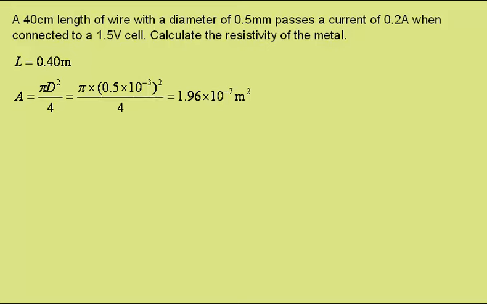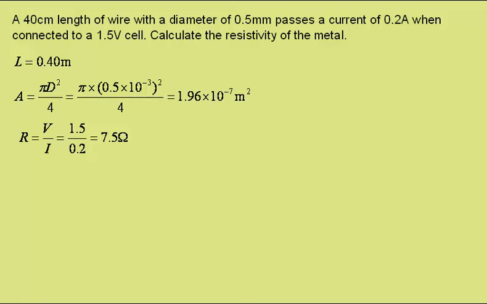If you're more comfortable in first finding the radius by halving the diameter, and then using area as equal to pi r squared, feel free. It's just one extra calculation to do. We're not given the resistance, but we know that resistance is equal to potential difference over current, which in this case is a potential difference of 1.5 volts over a current of 0.2 amps. That gives us a resistance of 7.5 ohms.